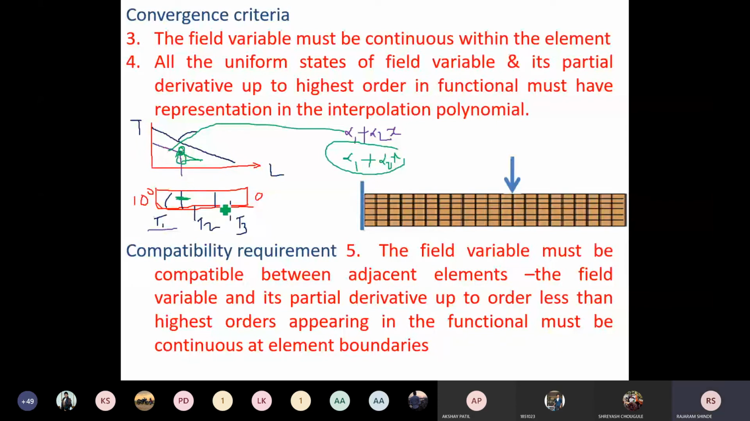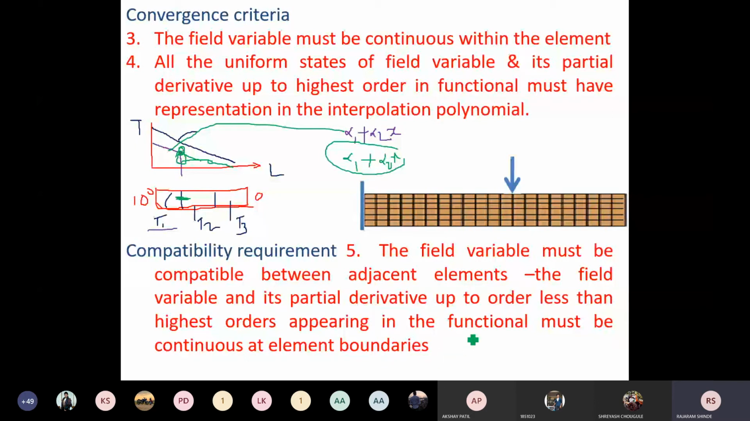Now next, for the third element, the end point of the solution of the second element should be the starting point of the solution of the third element. Otherwise there will be a gap in the solutions. This can be achieved when we select an interpolation polynomial whose partial derivatives up to one order less than the highest order appearing in the functional are continuous at the element boundaries.